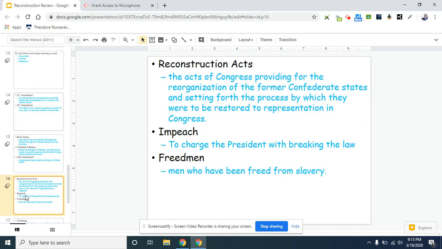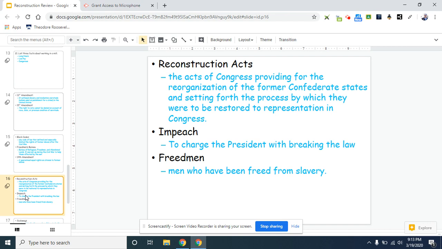Reconstruction Acts, the acts of Congress providing for reorganization of the former Confederate states and setting forth the process by which they were to be restored and to representation in Congress. Simple stuff. It's just laws passed by Congress basically telling how Reconstruction was going to go. All right. They still do that all the time. They pass budget laws all the time. And it sounds funny. They pass a law to pass a budget. Yes. They literally write a law that says this is how we're going to spend the money and this is how much. Same thing here. This is how we're going to rebuild the country. This is how we're going to pay for it. And this is when and where and how we're going to do it.